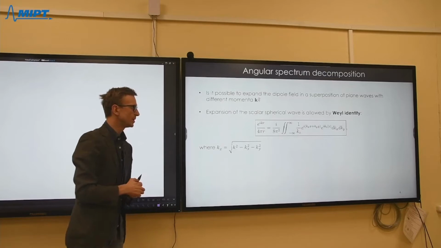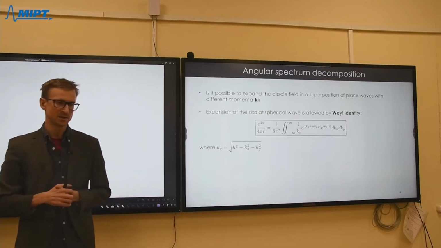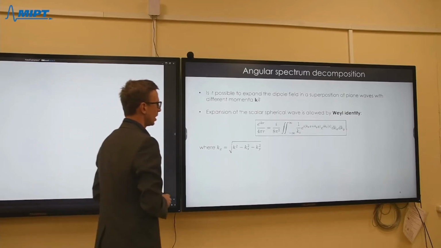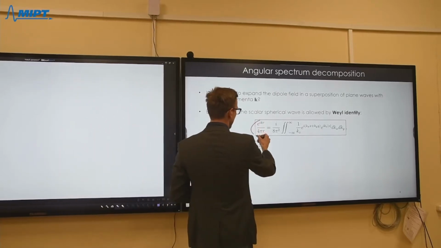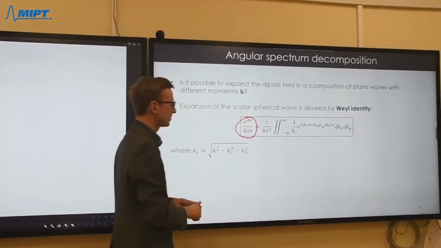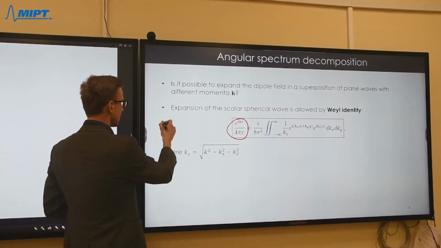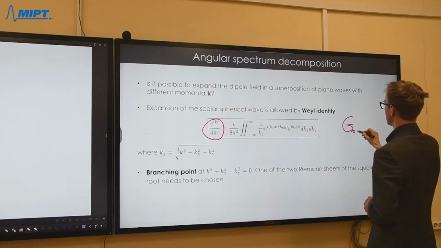The tool, the identity called Weyl identity, comes to the rescue. So this is Weyl identity, which expresses an outgoing spherical wave. Remember, this is the same as the scalar Green's function.